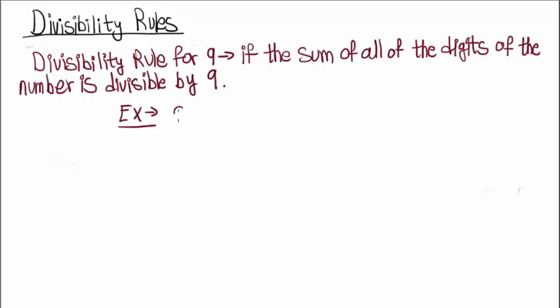For example, if I have some number such as 81, this right here is an example of a number that is divisible by the number 9. This is because 8 plus 1 is equal to 9. And since 9 is divisible by 9, 81 is divisible by the number 9.